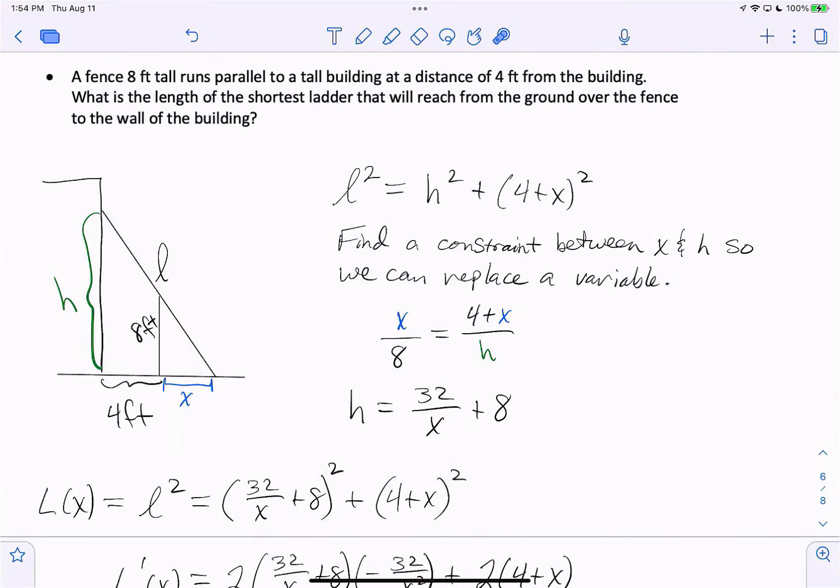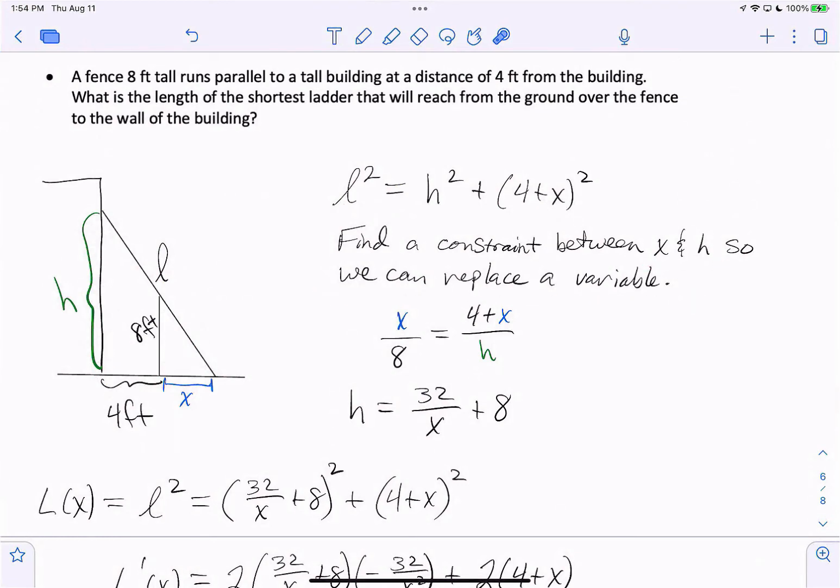All right, so we have a large triangle here, and using the Pythagorean theorem, I need to have L involved in some way, right? Because I want to minimize L. L is the hypotenuse of this right triangle, which has sides h and 4 plus x. So that gives me this equation, L squared equals h squared plus the quantity 4 plus x squared.